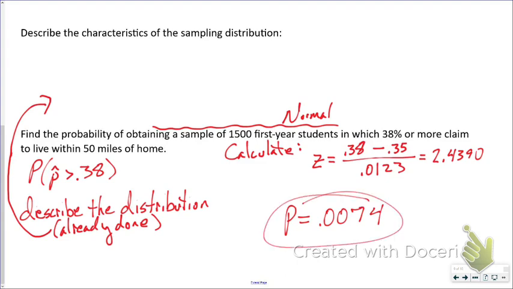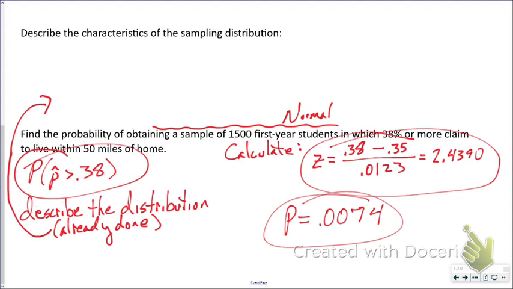So you got to do that, got to do that, and got to do that. You already described it, so I wouldn't count that on that part.